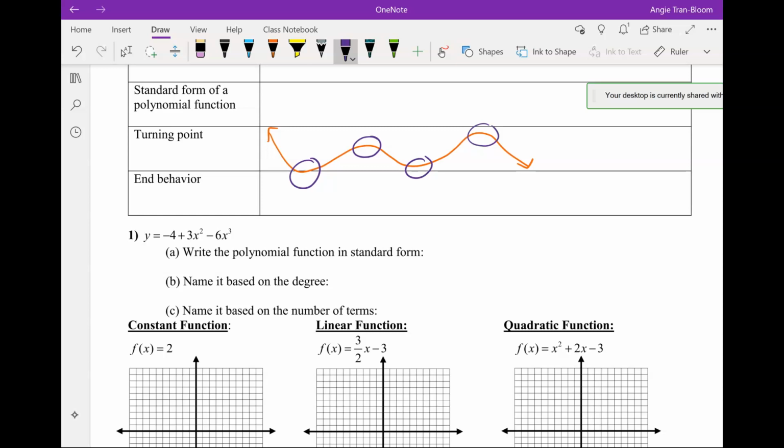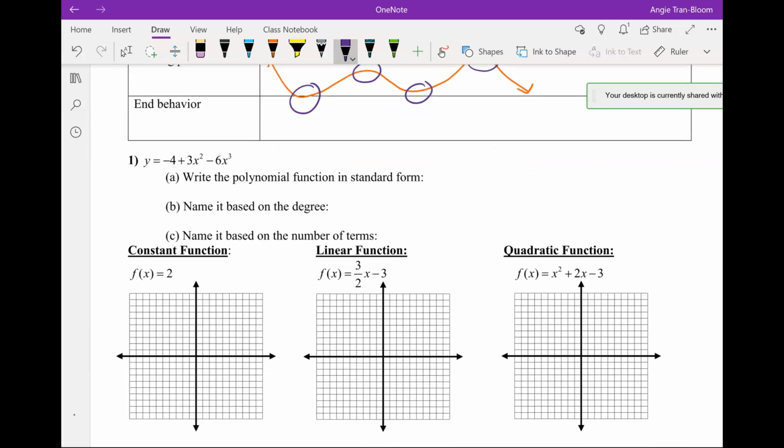Based on this sketch, y is approaching what? Infinity. So the end behavior, it's just in its name where the ends are going to be at. In a little bit, I'm going to ask you guys for the end behavior. You're going to see where x is going and where y is going. Those are the definitions.